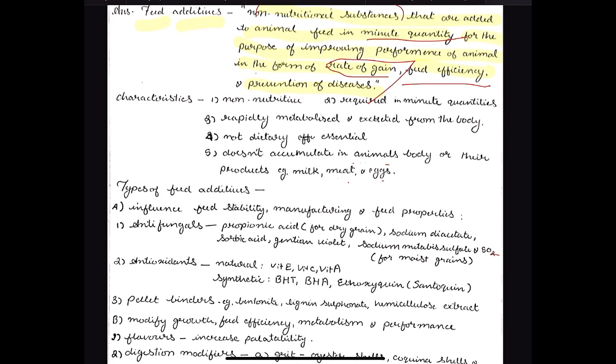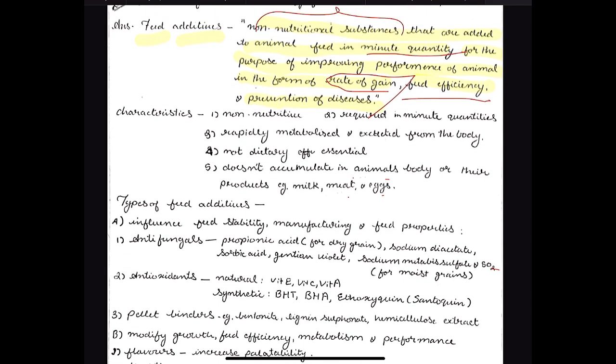What are the characteristics of feed additives? We have non-nutritive, required in minute quantity. They are rapidly metabolized and excreted from the body. Okay, they are not directly essential and they don't accumulate in the body or product. So basically what you have to remember is that they are feed additives, so they're added to the diet. They are not essential. Okay, they are non-nutritional because otherwise they can be called feed supplements.